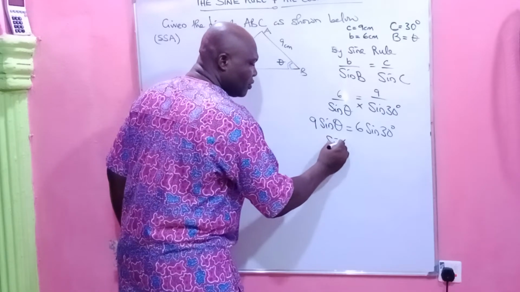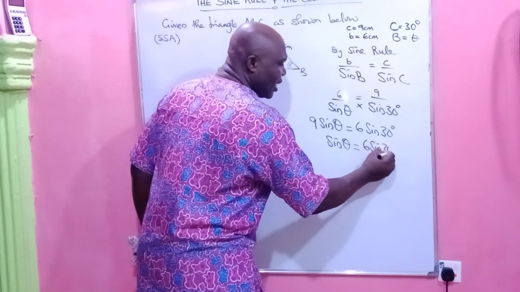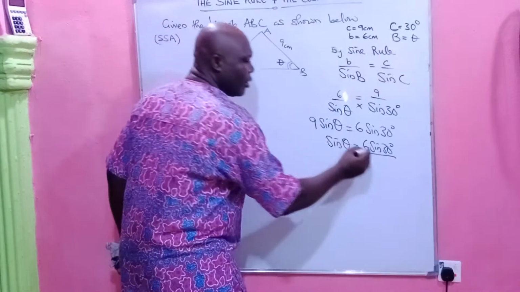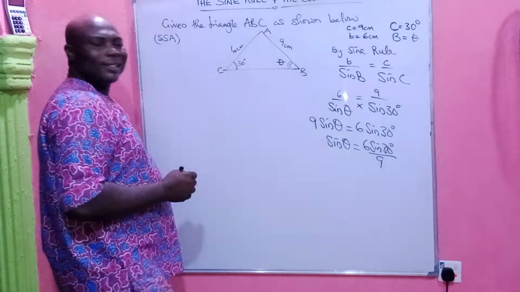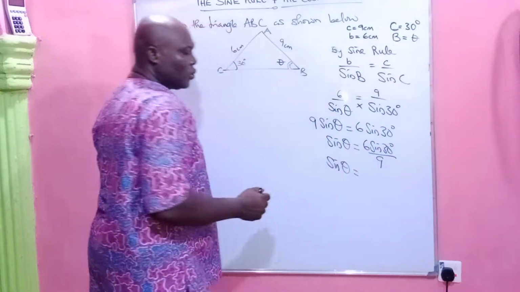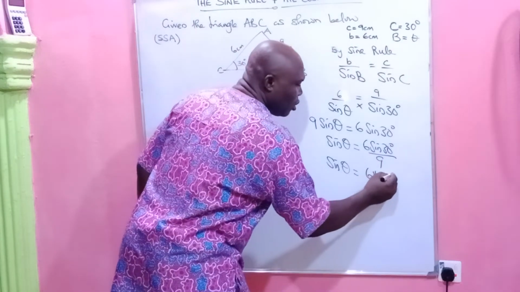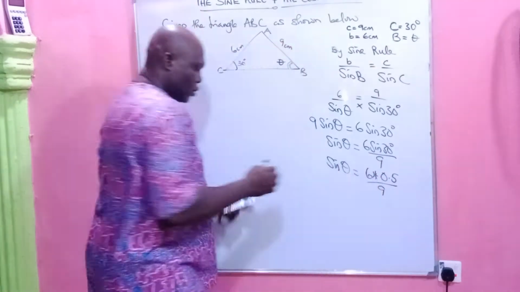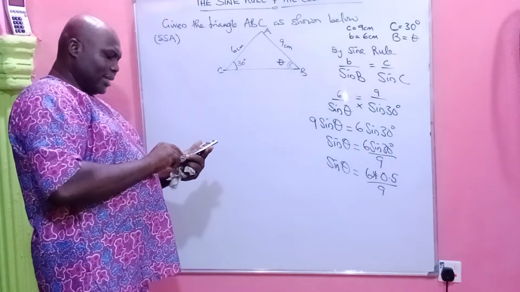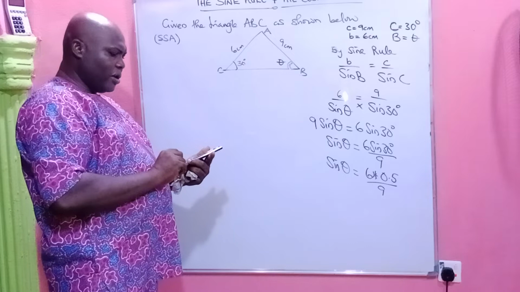The sine of angle theta will be equal to 6 times the sine of 30 degrees, all over 9, because we are trying to look for the sine of theta. So sine theta equals 6 times sine 30 degrees, which should be 0.5, all over 9. Let that be confirmed: the sine of 30 degrees is 0.5, that's correct.